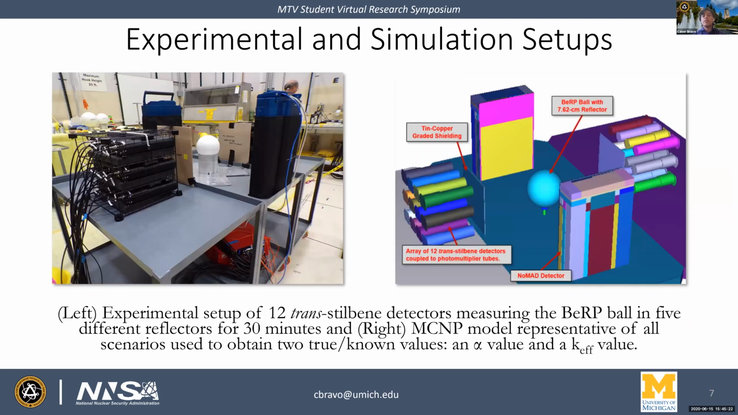Here are the experiment and simulation setups, with the experiment on the left. Something to note is that although all four arrays are present, we've been only using the 12 trans-stilbene detectors to prevent any crosstalk that's happening. These setups are representative of all 5 different reflectors with 30-minute measurements. On the right is the MCNP model, representative of all the scenarios, which will be used with our equation from before to deduce the 2 true, known values of alpha and the k-effective.